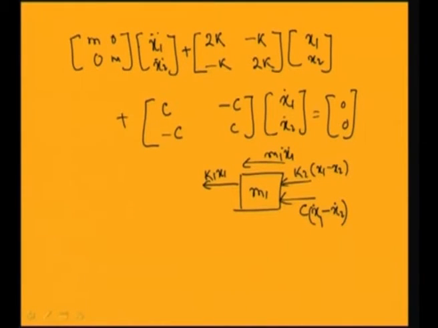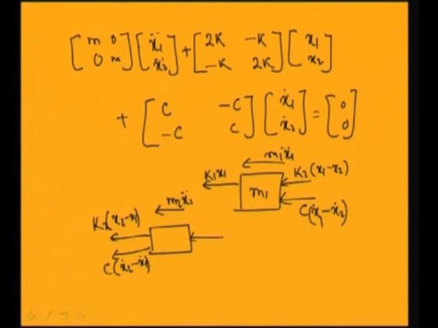Similarly for the second mass m2, you can draw the free body diagram and write the equation of motion. This is m2 x2 double dot, and you have a spring force k2 into x2 minus x1, and damping force equal to c into x2 dot minus x1 dot, and on this side you have a spring force of k3 into x2. Using these forces you can write the equation of motion of the system.